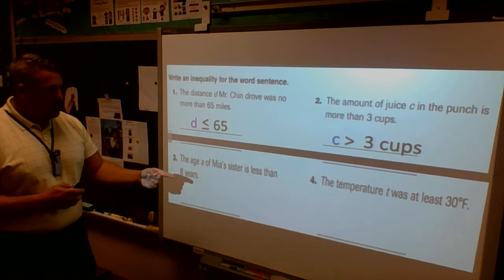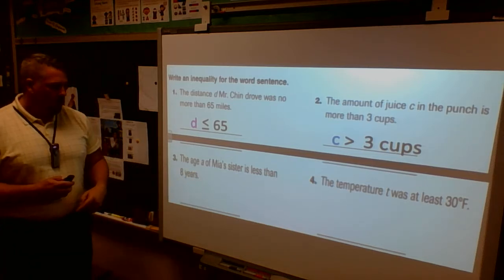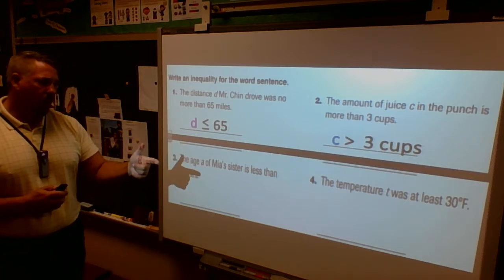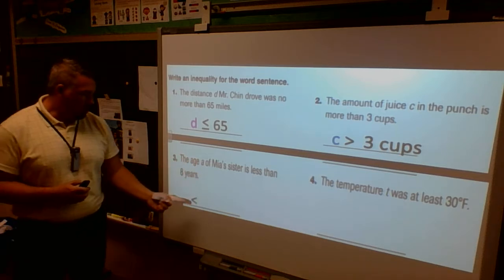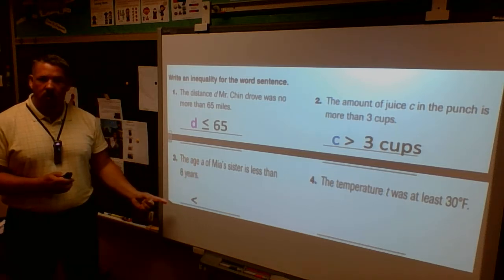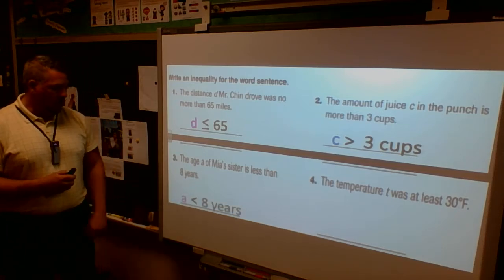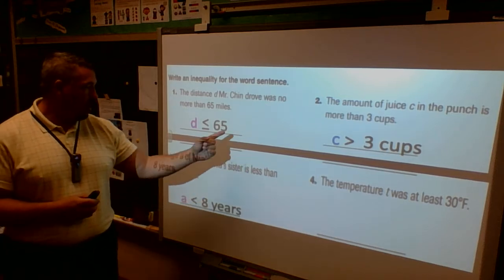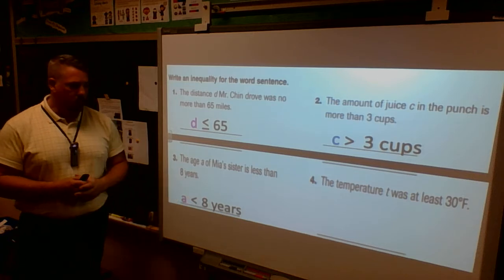The age of Maya's sister is less than 8 years. So I have A for age. 8 is a number, and I know that the A has to be less than that number. So I'm going to point to the A, right? And therefore that has to be smaller than what number? Well, smaller than 8. So notice I have a label, and I forgot that label. Okay. But A is less than 8 years.